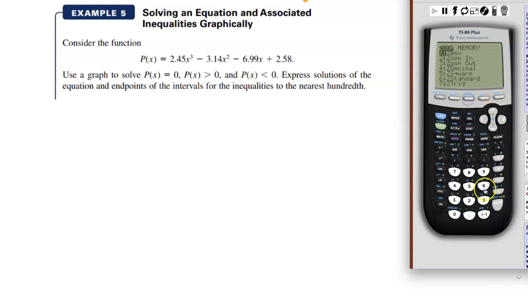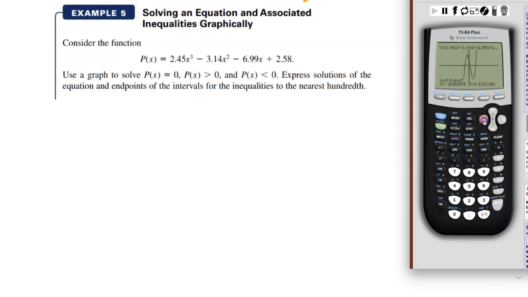We're going to hit zoom 6, the standard graph, and I get something like that. Now what do they want me to find? The zeros? Okay, so remember, we talked about how to find the zeros before. We're going to go second, calculate, and then find the zero.